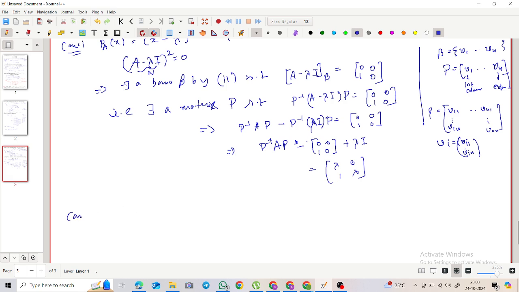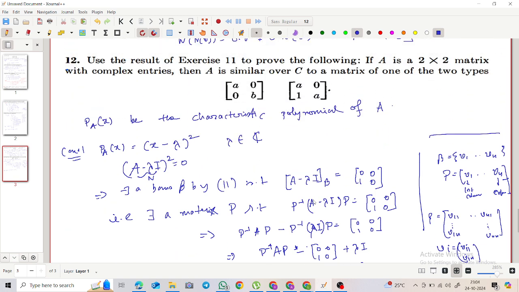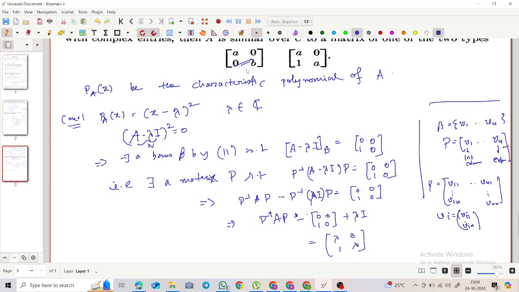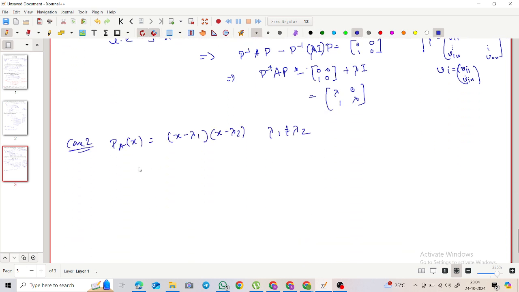Case 2, the characteristic polynomial of A is of this form: x minus lambda 1, x minus lambda 2, lambda 1 not equal to lambda 2. Then A is similar to a diagonal matrix, this matrix, lambda 1 0 0 lambda 2, by distinct eigenvalues.